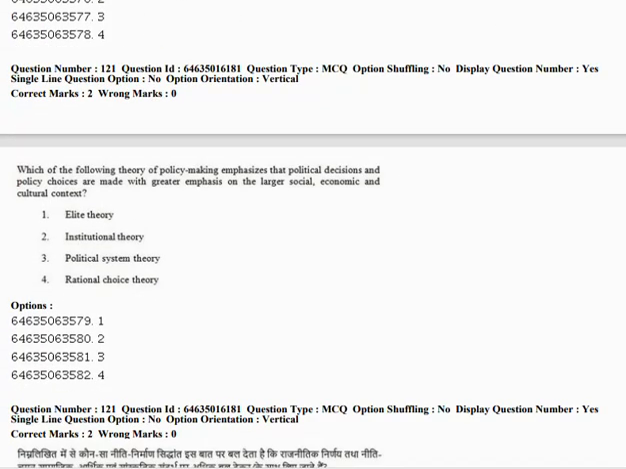Question number 121. Which of the following theory of policy making emphasizes that political decision and policy choice are made with greater emphasis on the larger social, economic, and contextual context? Political system theory.